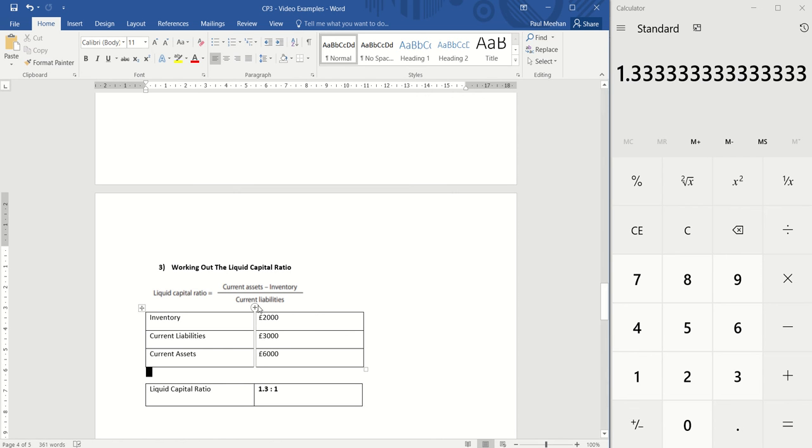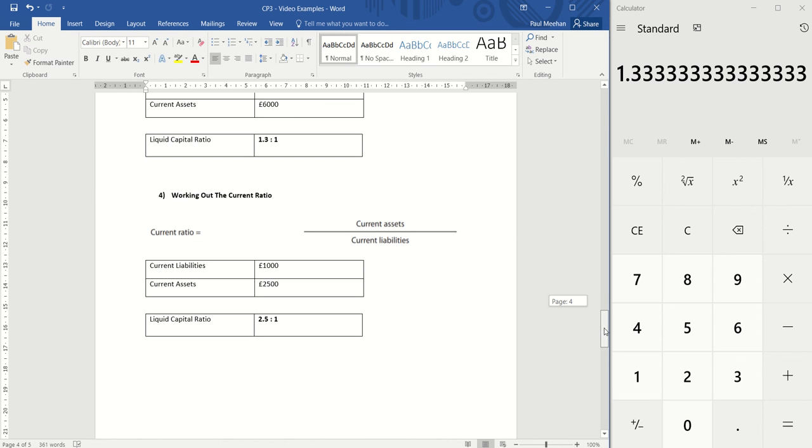We take away the inventory from the current assets first, and then we divide whatever assets we've got left by the current liabilities. Very similar to the current ratio, but the current ratio doesn't differentiate between, out of your current assets, what is cash and what is inventory. So that 2,500, for all we know, there could be £1,000 worth of stock in that, and that could take longer to sell, which means we might not be able to raise the funds quickly enough to pay off each of those pounds worth of liabilities we have. So that's literally the difference between those two.